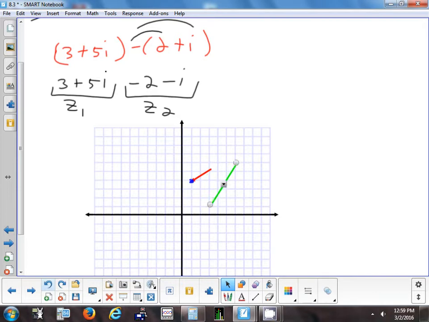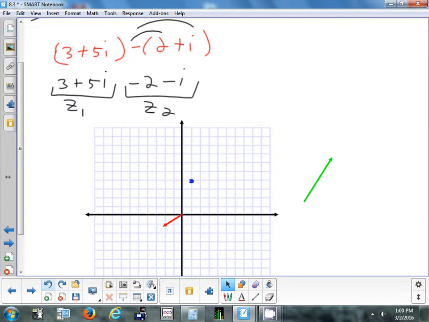If I started the other way, let's say I started with that one at the origin, and then did the green one, I get the same thing. Same thing. So what does it look like my answer is?